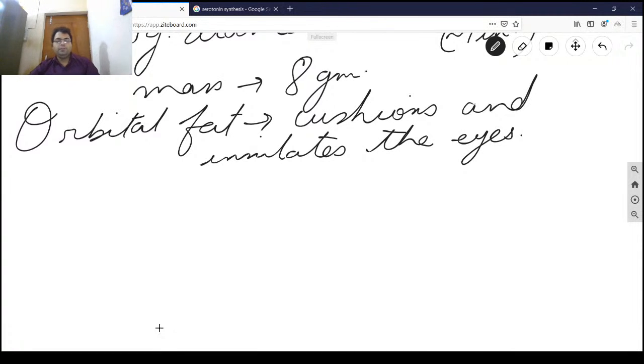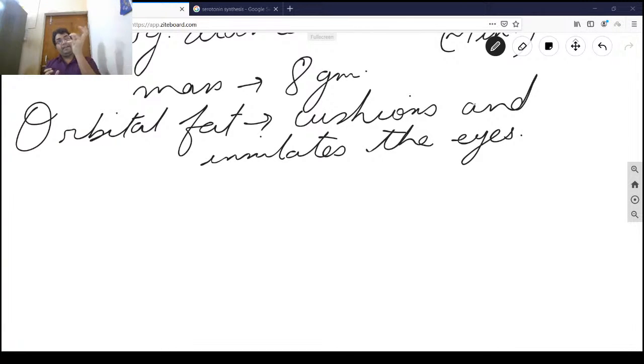Now next, coming on to the wall of the eyeball. If you take the eyeball out, it has three distinct layers. Like I told you, the kidney also has three layers. The outermost layer is the renal fascia, then the perinephric fat, and then the innermost covering of the kidney is known as the renal capsule, also known as the fibrous capsule.